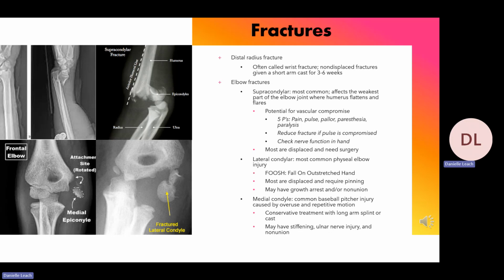Another type is a medial condylar elbow fracture. This one's common with baseball pitchers. That's caused by overuse and repetitive motion from pitching. This one, though, has more conservative treatment where they're usually just wearing a long arm splint or a cast. Over time, though, they may have stiffening, ulnar nerve injury, and non-union as well.